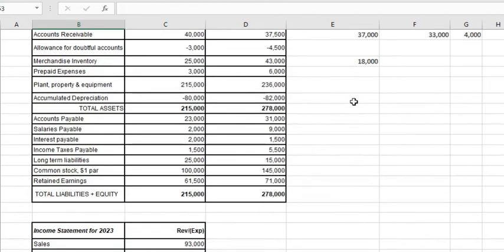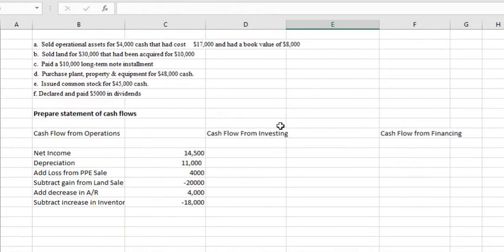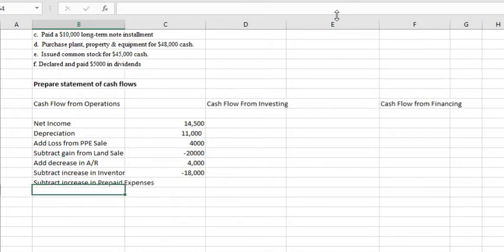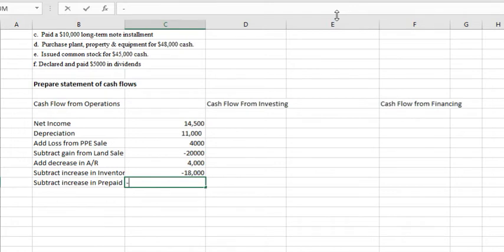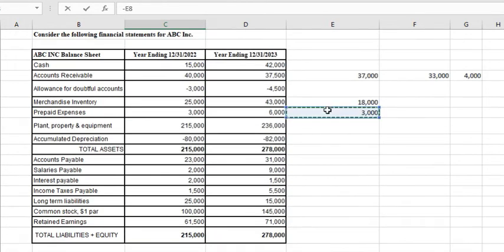Similarly, we are going to have an increase in prepaid expenses in the amount of $3,000. That's what I'm going to record as well. So subtract increase in prepaid expenses. Prepaid expenses are also current assets, so any increase is going to decrease our cash.